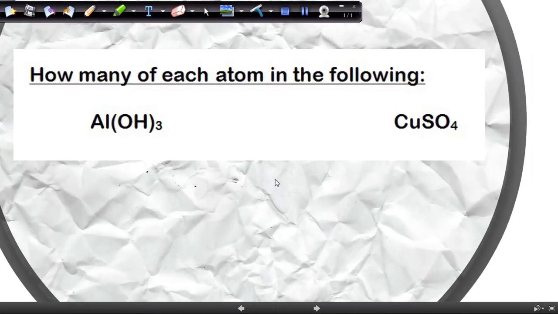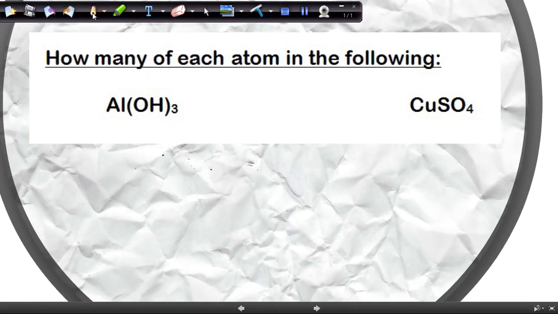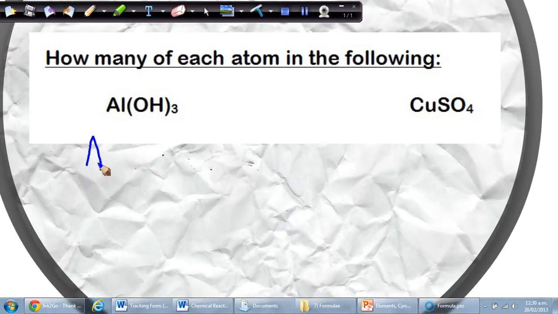So, how many atoms do we have in each of the following? The first one, aluminium, I've just got the 1. And now I've got OH3. So I could draw in another couple of OHs in brackets like this. That's what the 3 is telling me. I've got 3 lots of OH, and now I scribble out the 3. So now I can see I've got 3 oxygens and 3 hydrogens.